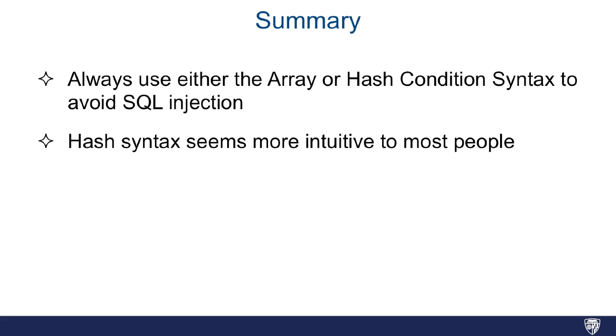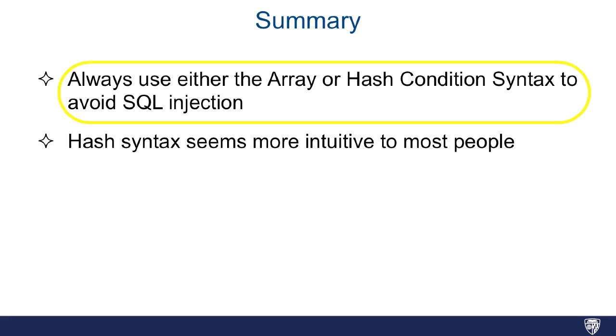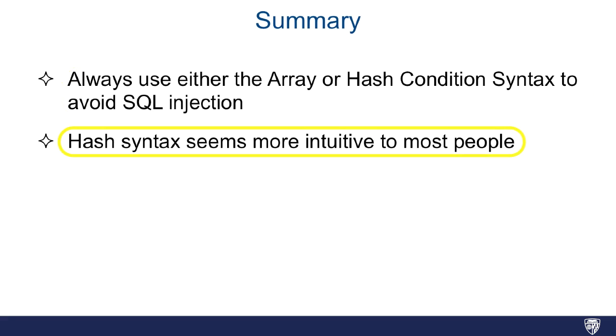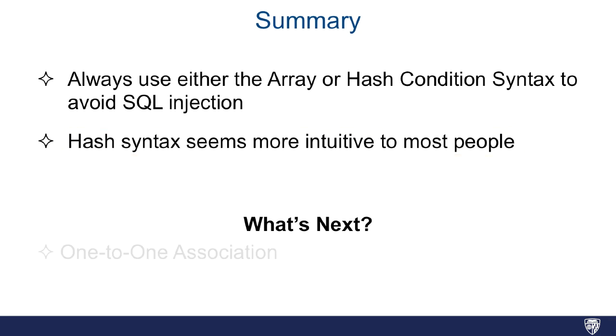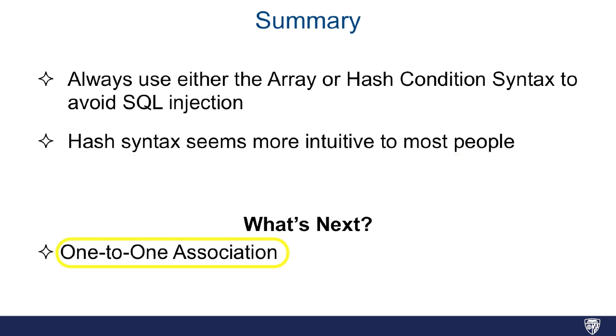So in summary, you always want to use either the array or hash condition syntax to avoid SQL injection, and perhaps hash syntax seems more intuitive to most people, but array condition syntax works just as well. What's next? Next we'll talk about one-to-one association and relationships in the database in general.